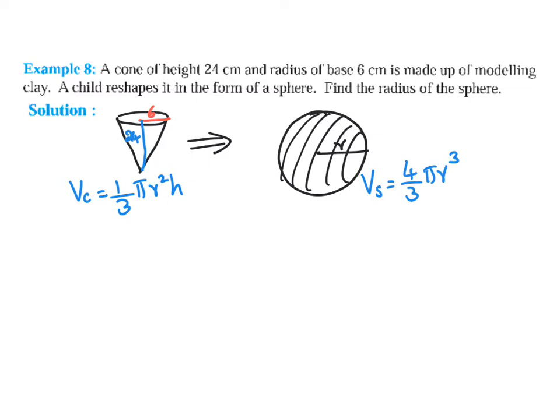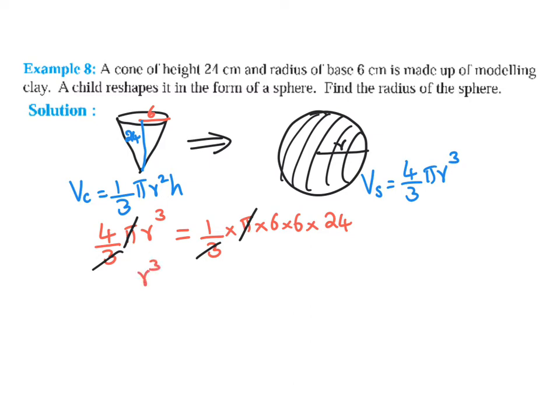So the volume of the sphere, 4/3 pi r cubed, is equal to the volume of the cone, which is 1/3 times pi times the radius of the cone, which is 6, so 6 times 6, times the height of the cone, which is 24. Simplify. Pi cancels with pi. 3 cancels with 3. And of course, this is basic algebra simplification. So what do you get?